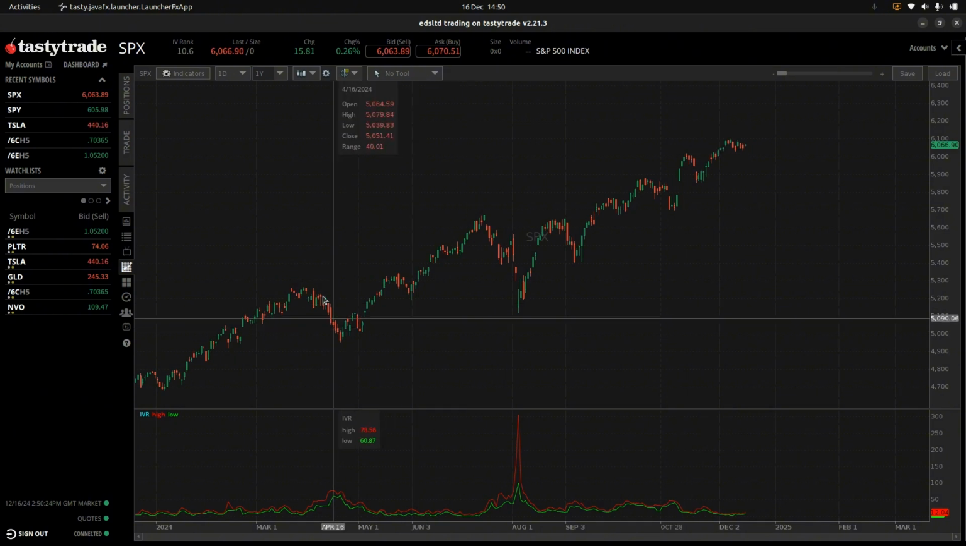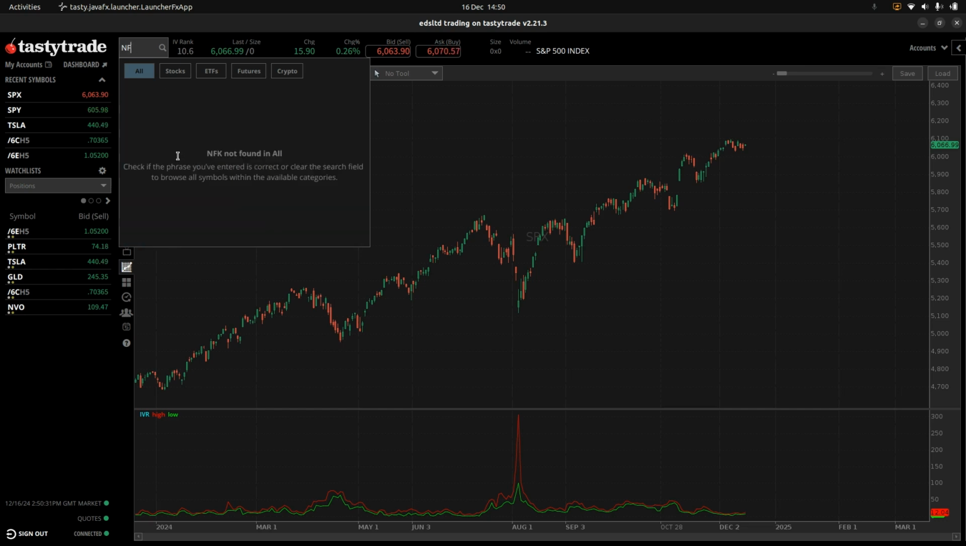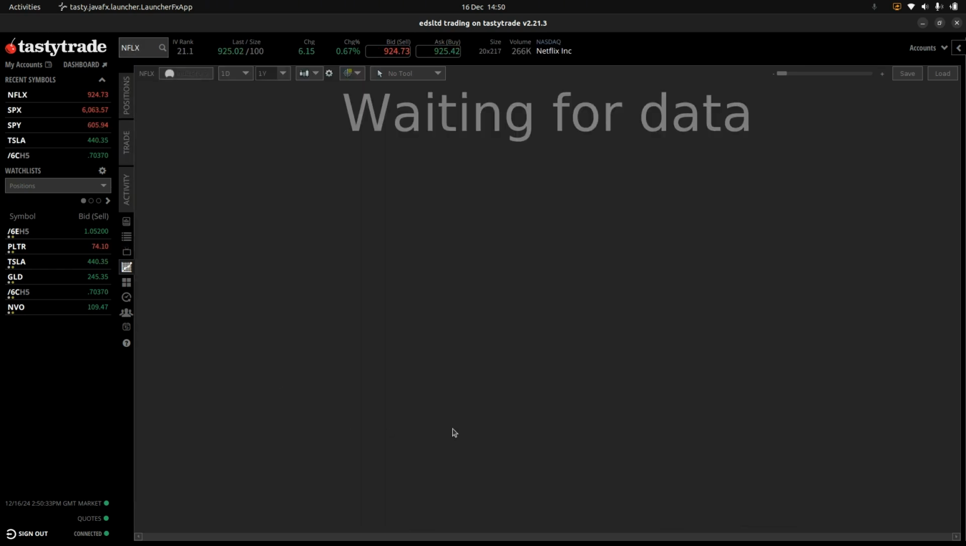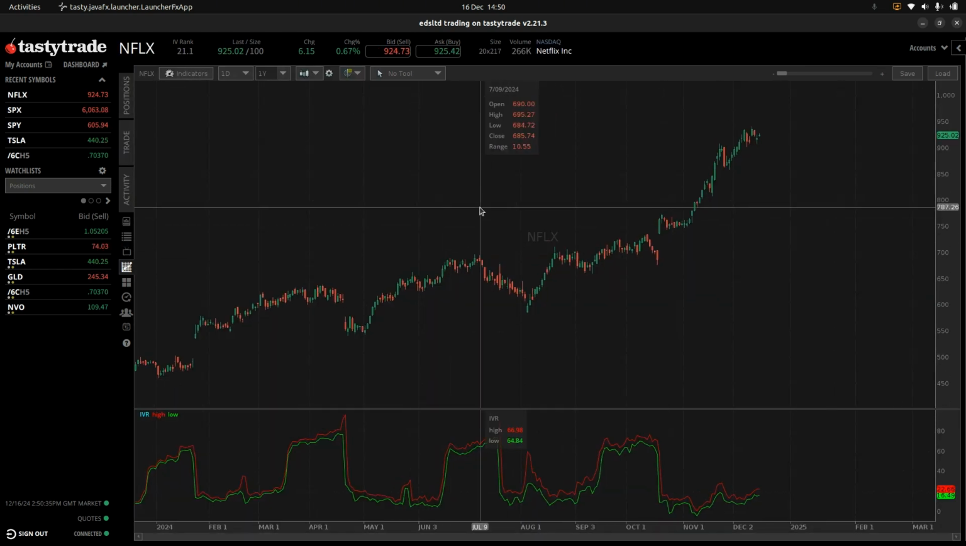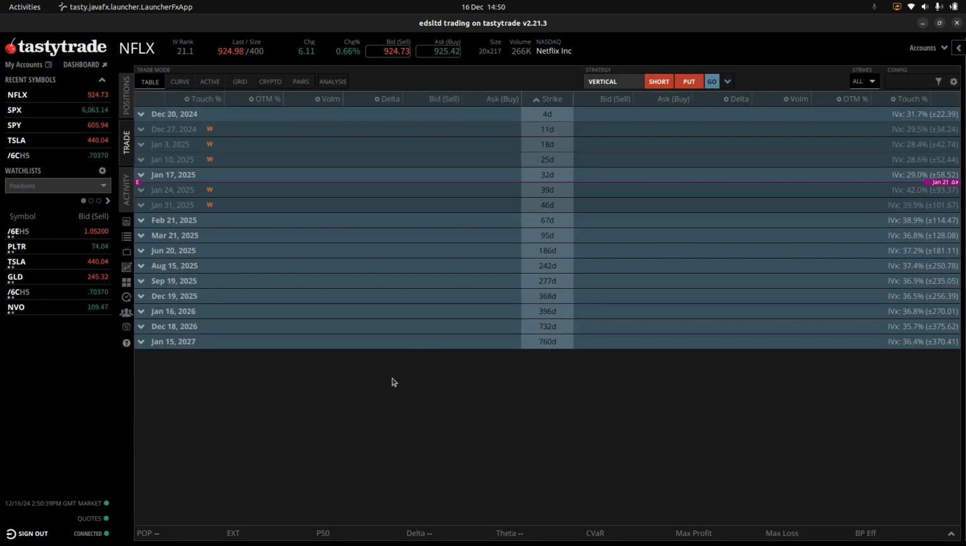So the first thing you want to do is just pull up any equities underlying. Let's just use Netflix like so. And we want to navigate over to where we can see a list of expiration dates for the underlying.